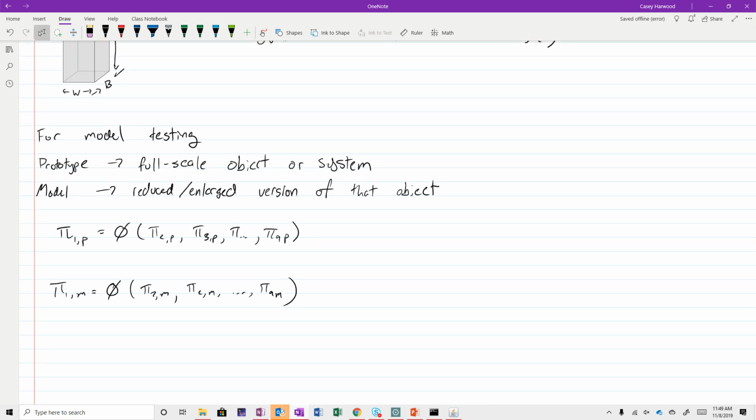So it should hold that if each one of these pi terms at model scale is made to match that at full scale, in other words, if we're plugging all the same numbers into this function phi, then we should get the same output from that function. So if pi2m is equal to pi2 at the prototype scale, pi3m is equal to pi3 prototype, etc., then pi1 at model scale will equal pi1 at the prototype scale.